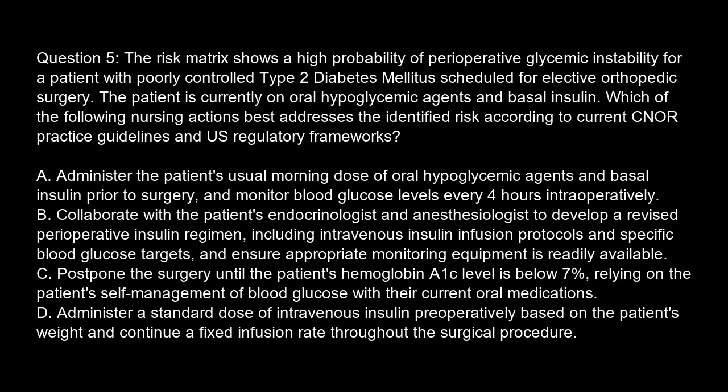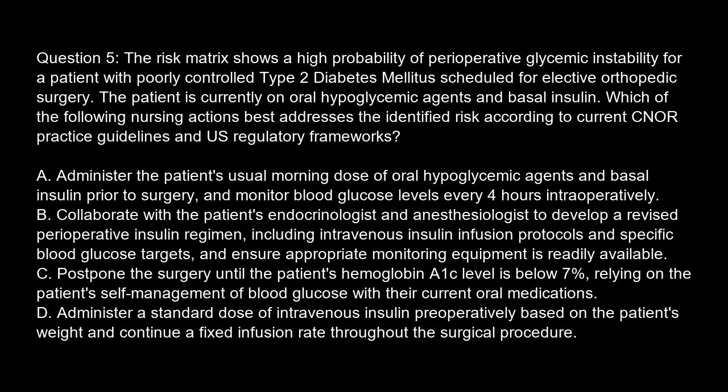Question 5. The risk matrix shows a high probability of perioperative glycemic instability for a patient with poorly controlled type 2 diabetes mellitus scheduled for elective orthopedic surgery. The patient is currently on oral hypoglycemic agents and basal insulin. Which of the following nursing actions best addresses the identified risk according to current CNOR practice guidelines and U.S. regulatory frameworks?